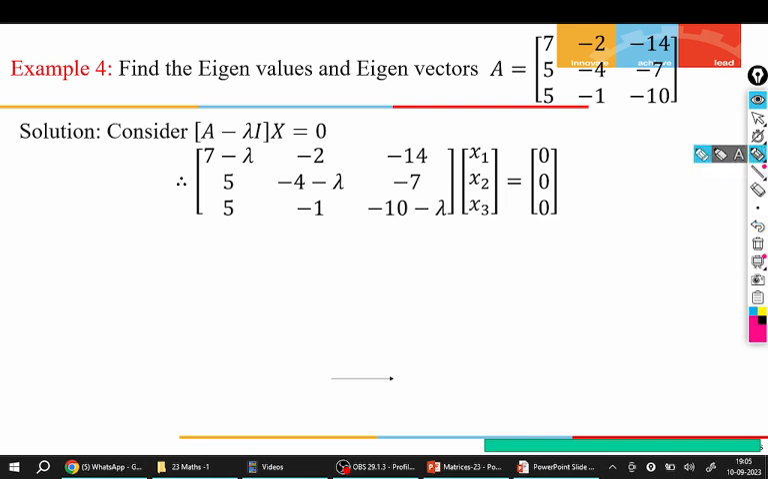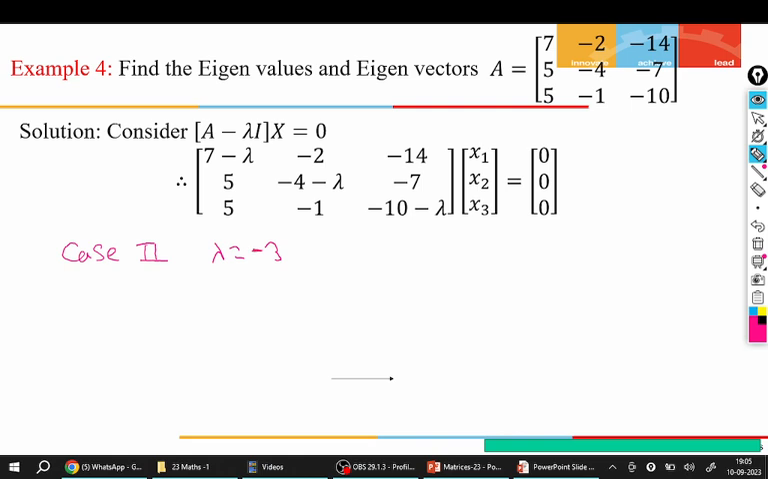So case 2, our lambda is minus 3. Now what happens in such a case? Remember, when there is a repeated root, you need not write two equations. One equation is also enough, because all three equations become the same for the repeated root.